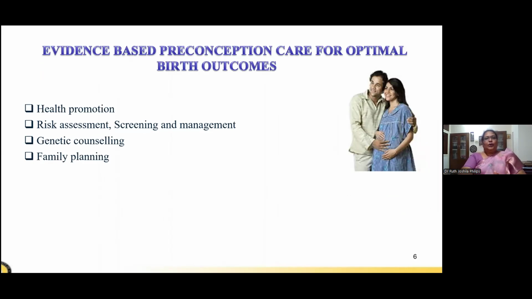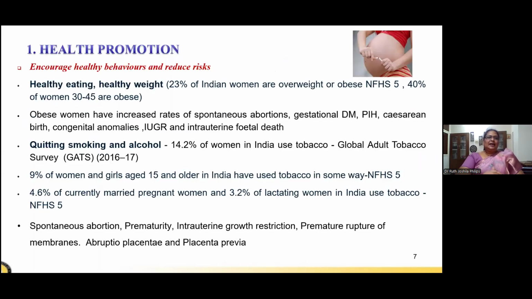Now, what are some of the evidence-based preconceptional care strategies that give us optimal birth outcomes? So again, we have 4 categories given in this. First, strategies are health promotion strategies. The next one is risk assessment, screening and management strategies, genetic counseling, and of course, family planning. Let us have a look at each one of these in detail.